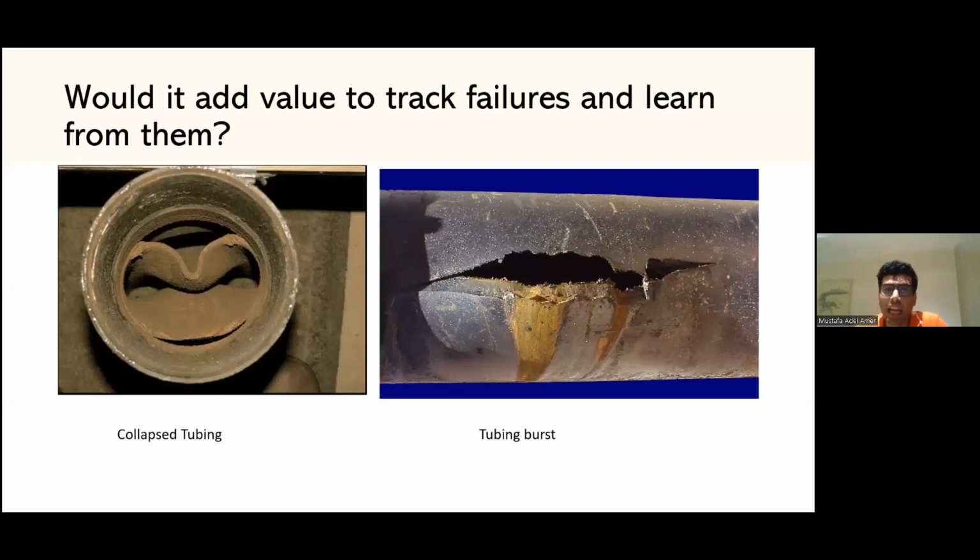Would it add value to track failures in wells? Imagine if you have wells that have collapsed pipes or burst tubing or leakage in the A or B annulus, and you don't know where it is, you don't know if it was fixed or not, you don't know what was pending, you don't know what was the reason. And these diseases keep spreading in your wells. Tracking failure events and tracking the reasons is one of the key steps in managing your stock of wells and managing your future operations. Which wells are fit to operate and which wells are not safe to operate and you need to take actions on.